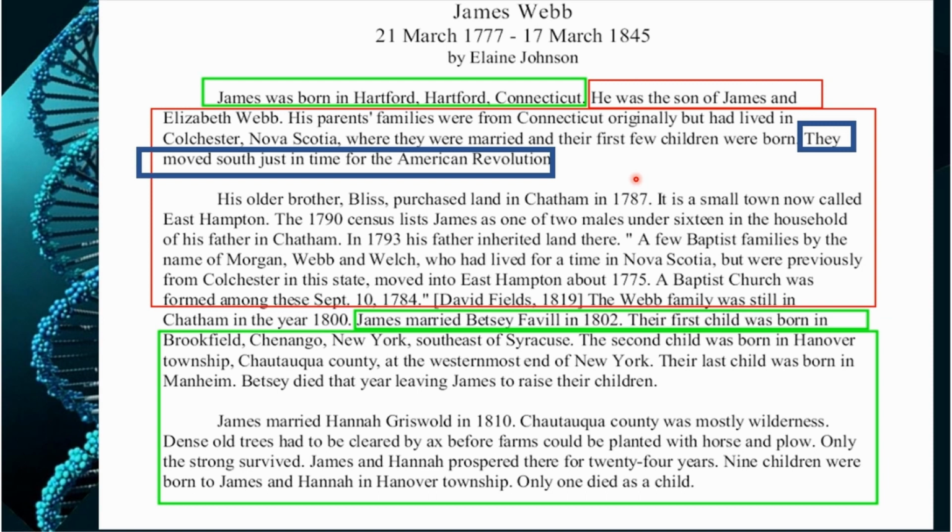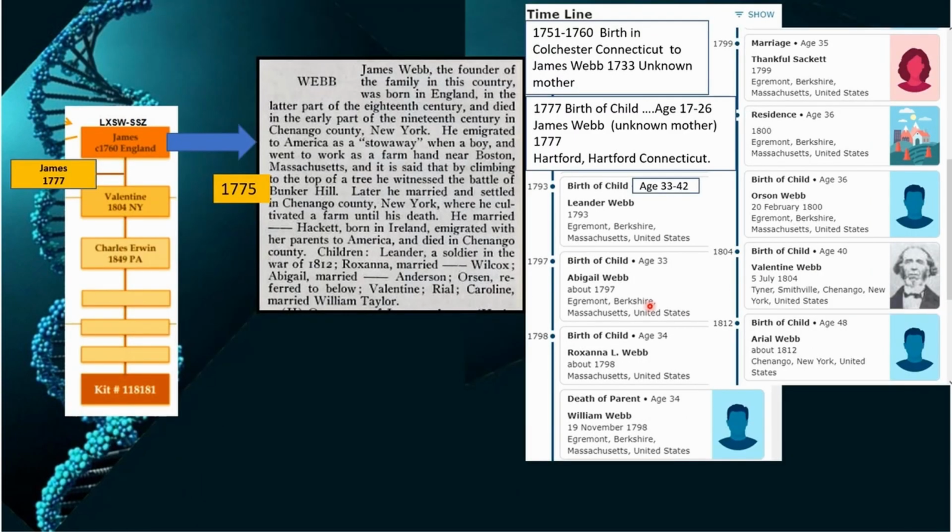So now we'll look at our stowaway here. And we don't know when he's born. Now I've whittled it down a little bit based on some other things and said, well, between 1751 and 1760, could have been born Colchester, Connecticut. Unknown mother. 1777, birth of a child, R. James Webb, unknown mother. He would have been between 17 and 26. All right, so it's in the possible range, all right?